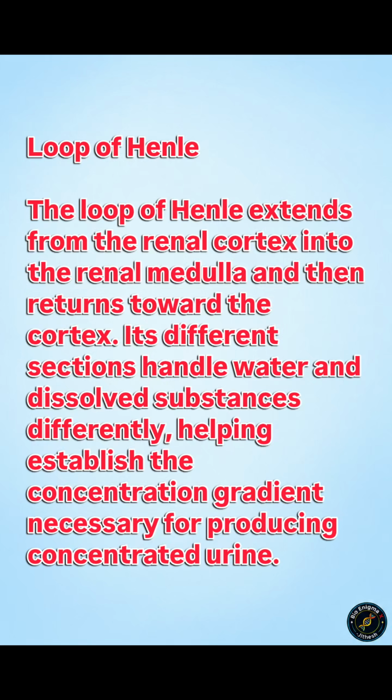Loop of Henle. The loop of Henle extends from the renal cortex into the renal medulla and then returns toward the cortex. Its different sections handle water and dissolved substances differently, helping establish the concentration gradient necessary for producing concentrated urine.